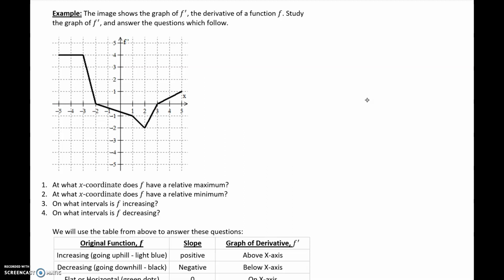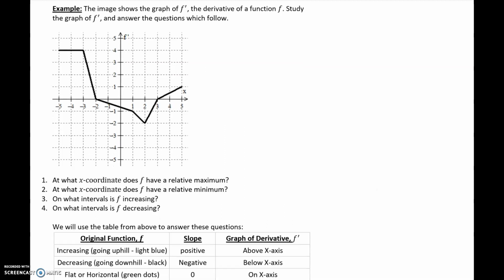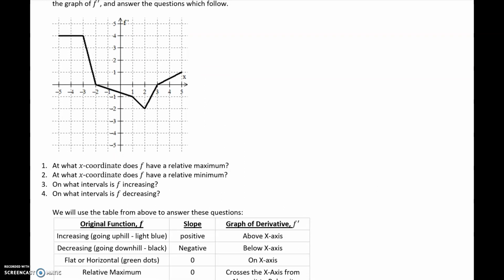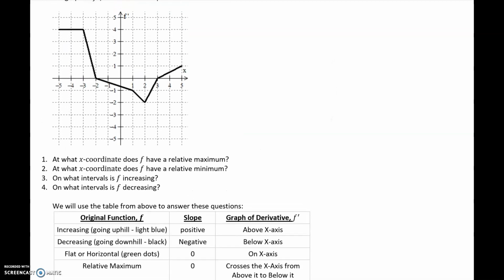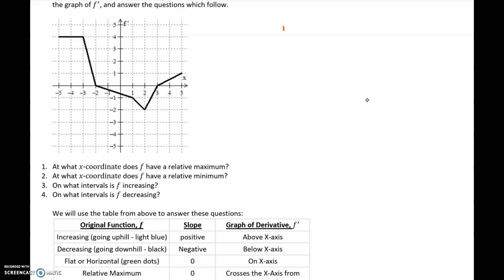So the questions are: at what x coordinate does f have a relative maximum? At what x coordinate does f have a relative minimum? And on what intervals is f increasing? Let's answer these questions out here to the side. The first one is: f has a relative maximum.